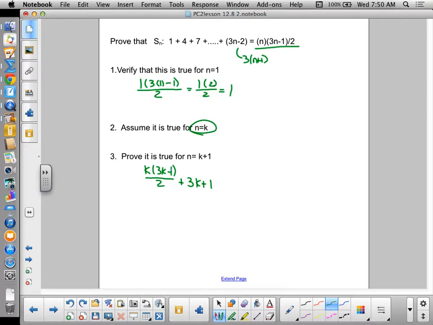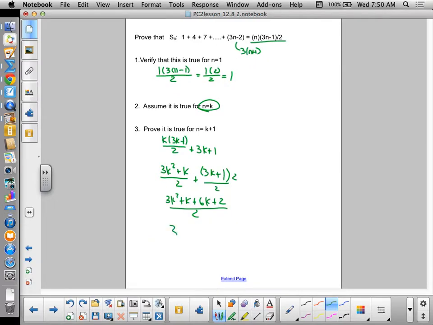So that's going to be 3k squared plus k over 2 plus 3k plus 1. I need a common denominator, so I multiply top and bottom by 2 here. So that's 3k squared plus k plus 6k plus 2 over 2, or 3k squared plus 7k plus 2 over 2. So that'd be the sum of the k plus 1 terms if I just added my next term to it.